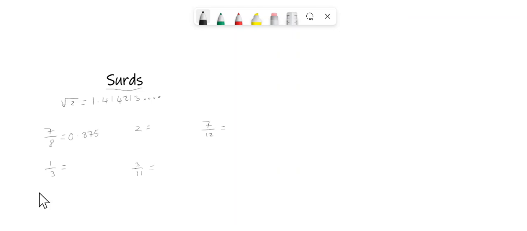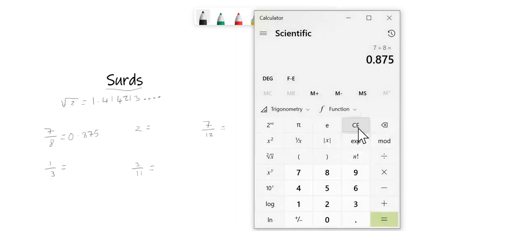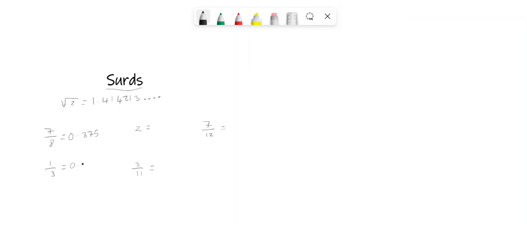If we take this number here, 1 over 3, let's check what that is. 1 divided by 3 is equal to 0.3, and the 3 just keeps repeating on and on and on. So we can write it like this, 0.3, and then a little circle over the 3. That indicates that the 3 is repeating on and on. 2 is just equal to 2.